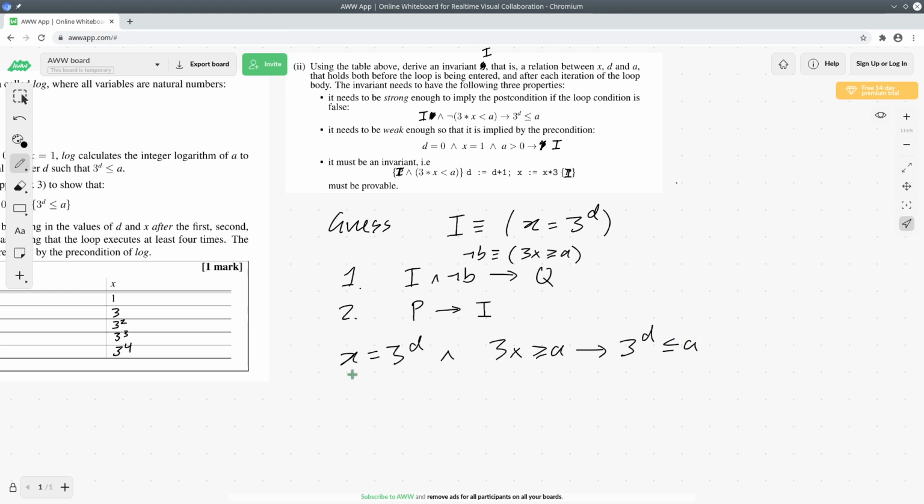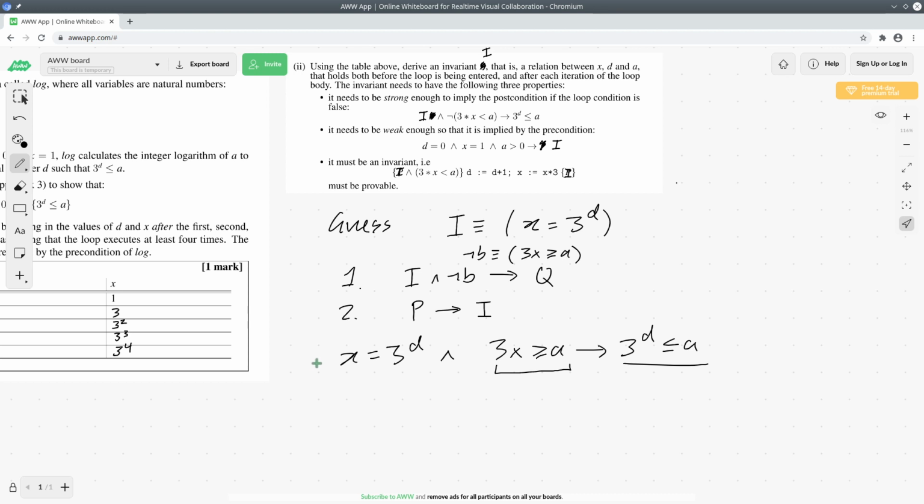Now, is it the case, if I know x is equal to 3 to the d, and 3 times x is greater than or equal to a, is that enough information to get 3 to the d is less than or equal to a? Well, probably not, because there's nothing stopping 3 to the d from being as large as possible, because all we know is that 3x has to be at least this big, but it could be tremendously large. So my invariant here is unfortunately too weak. So this is no good.